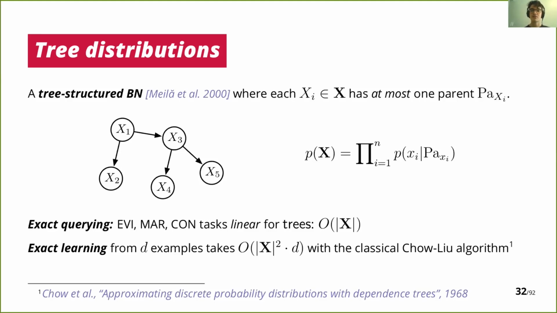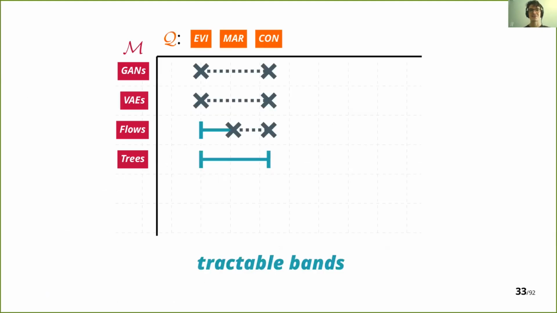But we can do something more. We can also do exact learning by the classical Chow-Liu algorithm. That is, we can learn from data the best tree that approximates the true probability distribution that generated our data, what we're really interested in. We can do this in quadratic time. So trees are very interesting models. So let's stick with trees, because with trees it seems like we can answer complete evidence queries, marginals, and conditionals. So they really are the best.